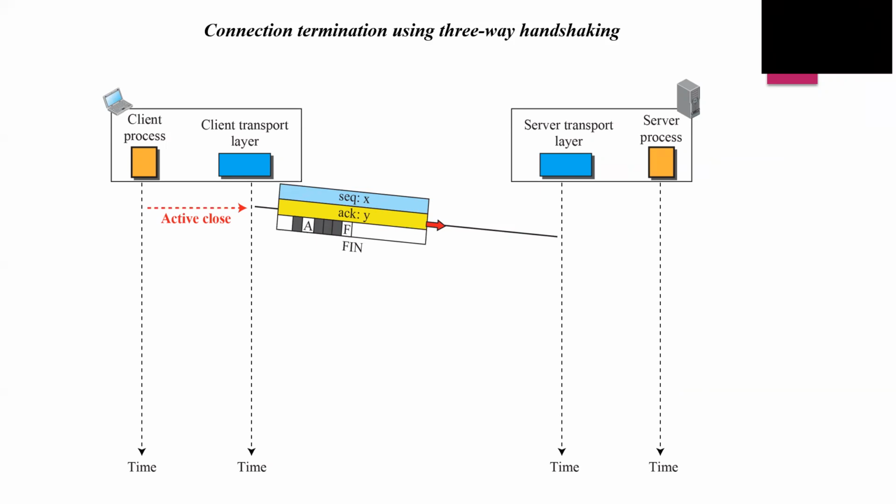What is the sequence number? X. What is the acknowledgement number? Y. Here F is nothing but FIN. FIN represents: I want to close my connection. That is the message given by the client to the server.